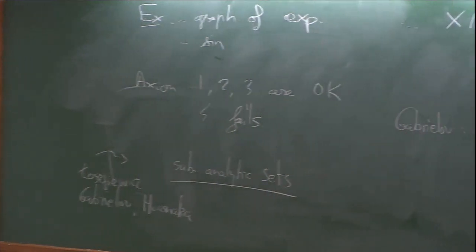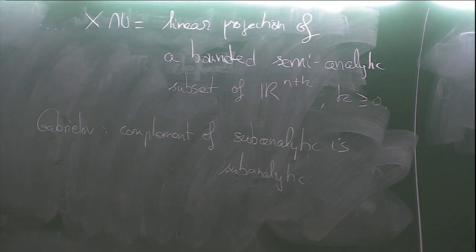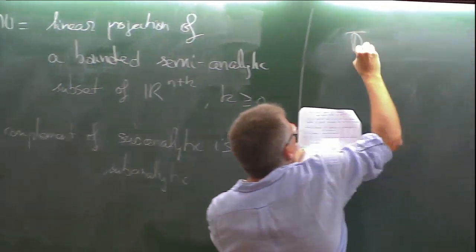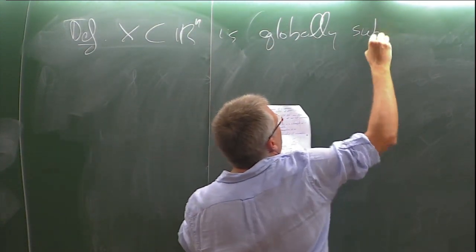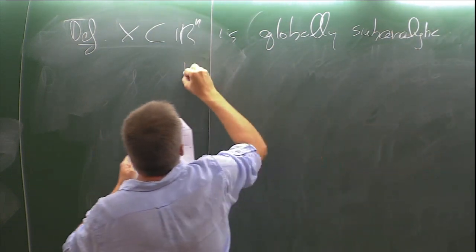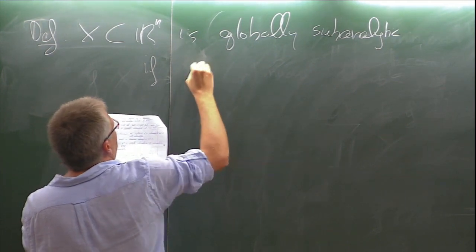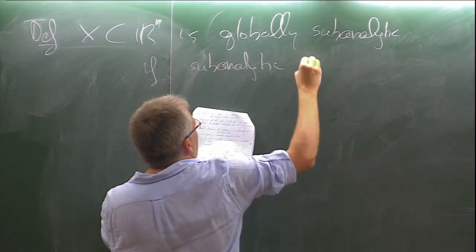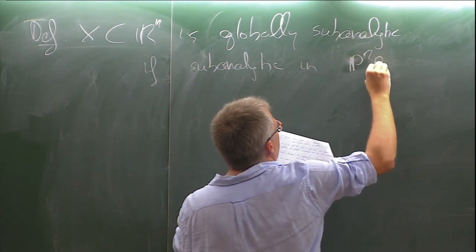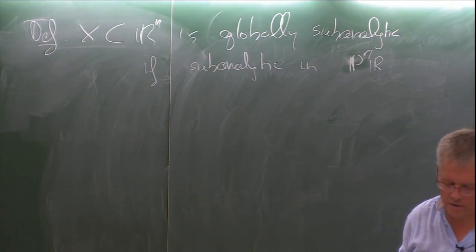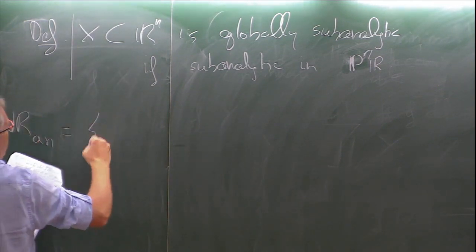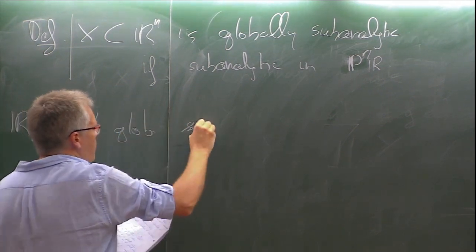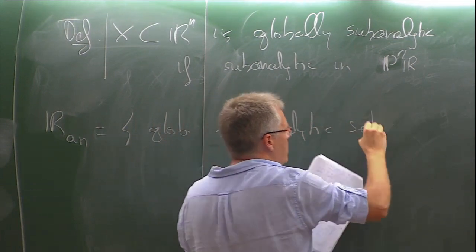And so you force it. So the second structure that will work is what is called R_an. So now the true definition is the following. X in Rn is globally subanalytic if, well, there are many ways of saying it, but if it is subanalytic not in Rn, but in P^n(R). So you also have to look at what happens in the neighborhood at infinity. And then the claim is that the structure constructed by globally subanalytic sets is o-minimal.